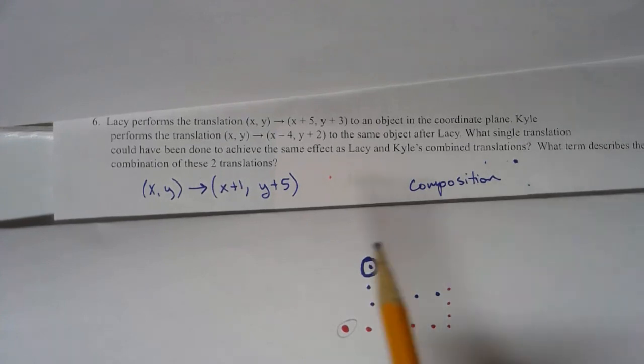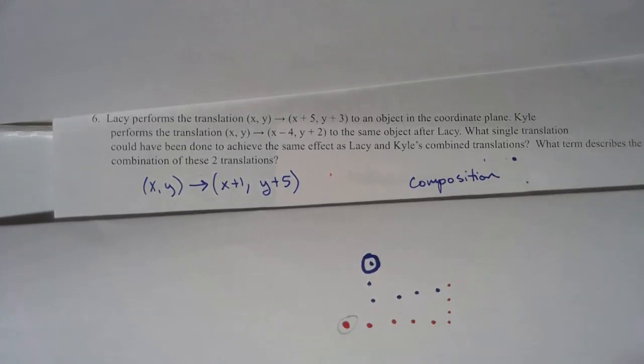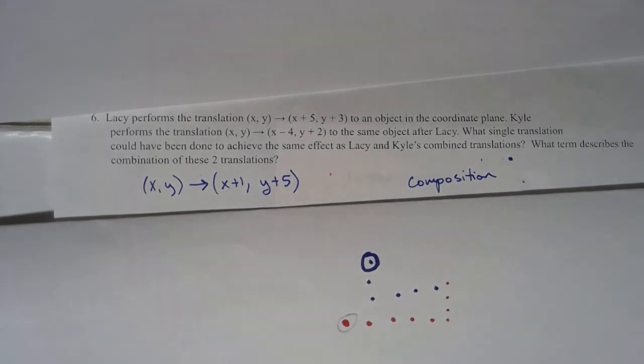And lastly, the term that describes the combination of these two translations is a composition. A composition is any combination of any kind of rigid transformations like this.